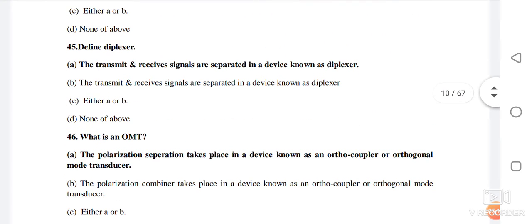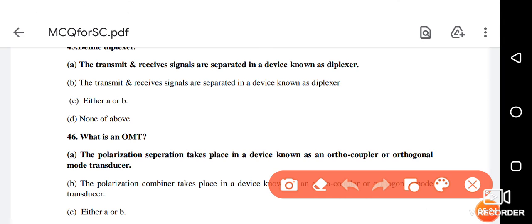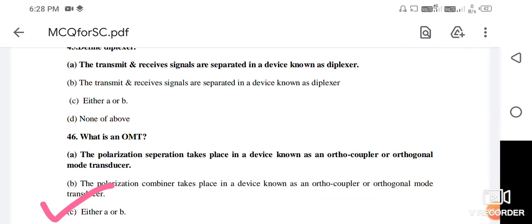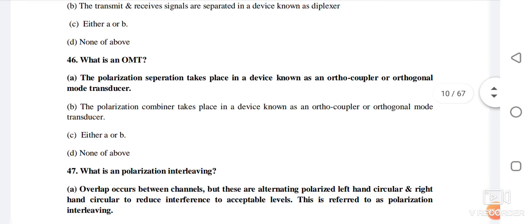Next question. Define the diplexer. A diplexer is a device by which the transmit and receive signals are separated, which is also important from the university exam point of view. So option A is correct. What is an OMT? In an OMT, polarization separation takes place in a device known as an orthocoupler or orthogonal mode transducer. So the right answer is option A.